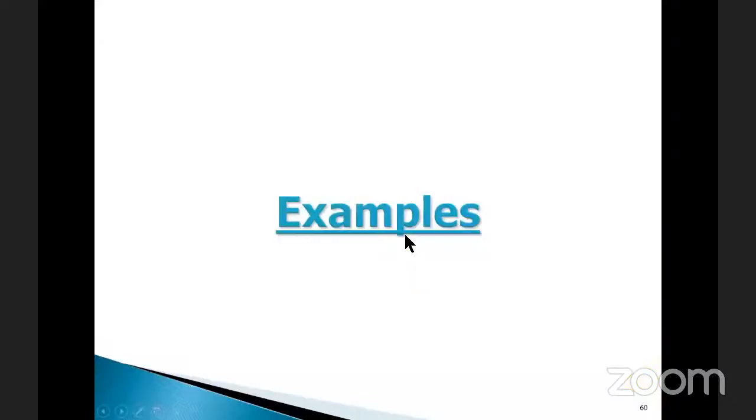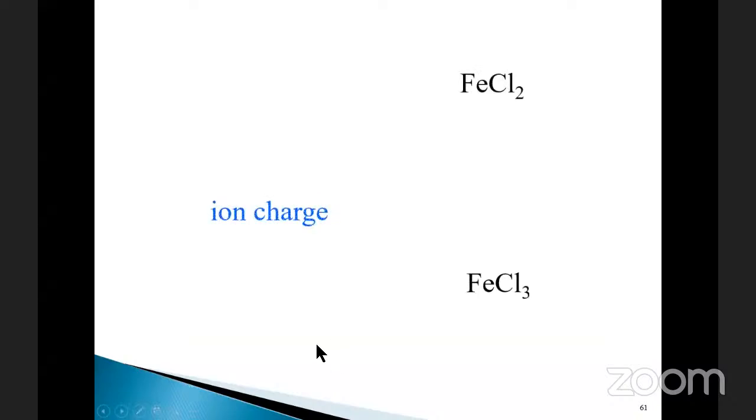Okay, so let's look at some examples here. So if we look at these 2 compounds here, all right, FeCl2, FeCl3, right? Obviously, same elements that make up these 2 compounds, but their compositions are different, all right? So the question now becomes, how do we name these compounds?